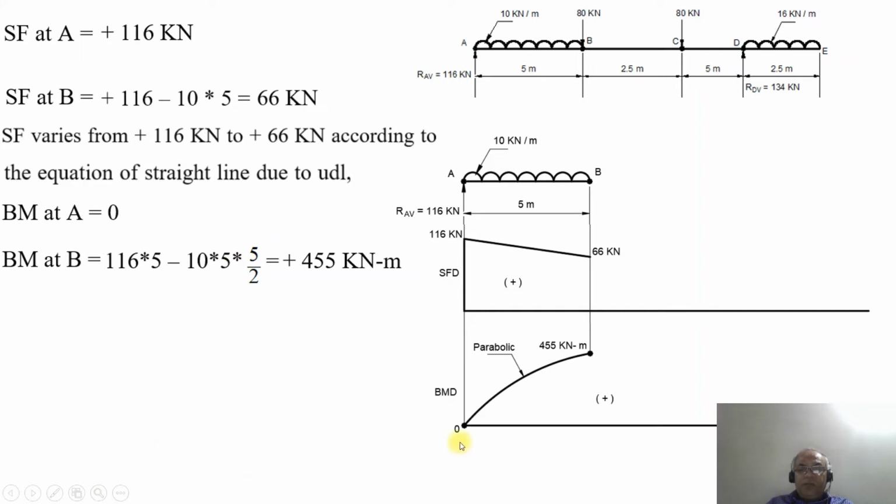So at this point, the bending moment at point A is 0 and the bending moment at point B is 455 kilonewton meter. Once you get this, we can join between these two because there is no shear force crossing the XY line, the zero line. So plus 455 kilonewton meter, since it is W into X by 2, since it is a UDL. Therefore, in the bending moment diagram, the bending moment changes from 0 to 455 kilonewton meter by means of a parabolic curve.